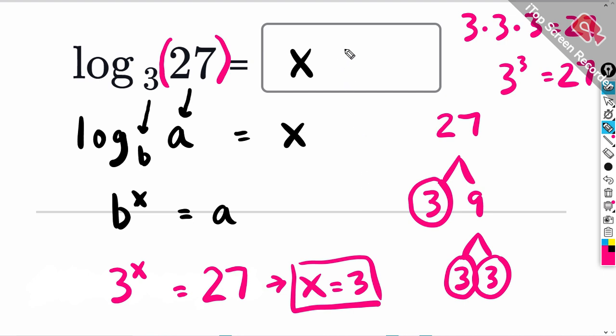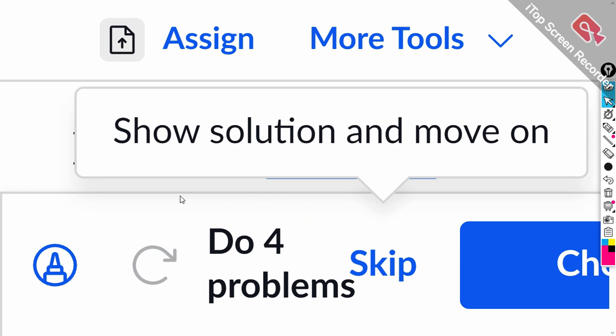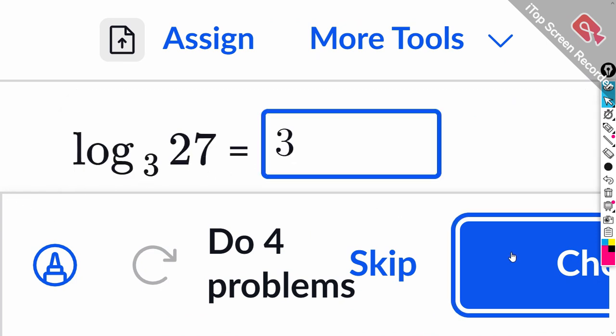All right, you just enter the 3 in the box right here. You don't need the x, you just enter 3 in the box. All right, so x equals 3.